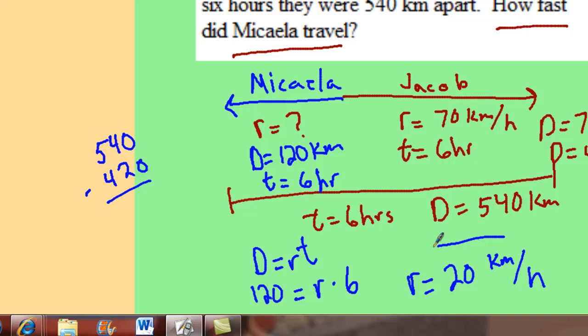Okay, and again, with these word problems, make sure you label them, and it should make sense. Jacob evidently took the right way home, and for 6 hours he was able to fly at 70 kilometers an hour. So he was able to take up the majority of that distance, that 540 kilometer distance that separated the two. But evidently, like I said, Michaela, she was going a safe 20 kilometers per hour.